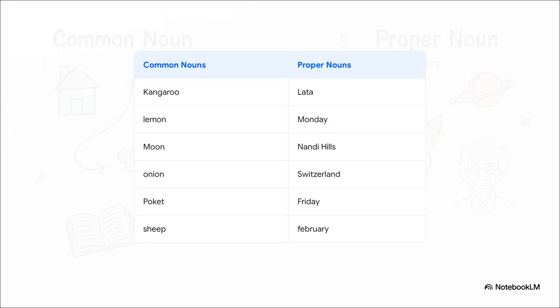Now, what's really interesting here is looking at how a real student filled out this sorting table. They had to organize a word bank into common and proper columns. And honestly, they did a great job. But if you look closely, you'll see some adorable spelling errors straight from the source material.